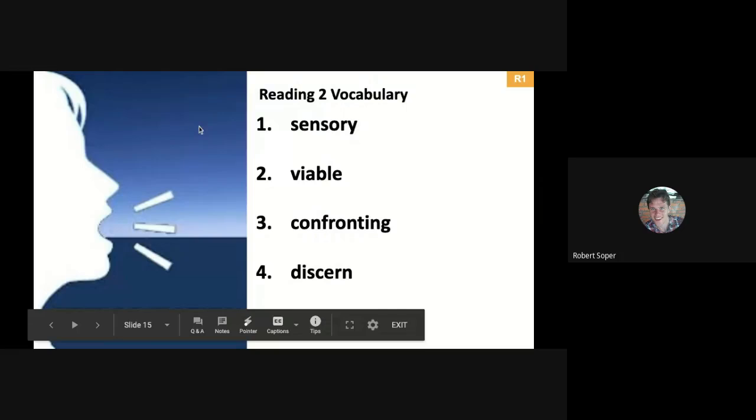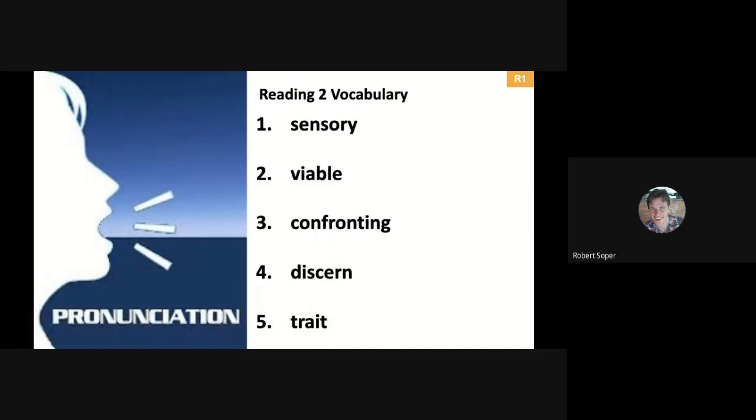Okay, so we have some more words here. We're going to go through these 5 words from the reading too. The first one is sensory. The second one is viable. Number 3, confronting. Number 4, discern. And number 5, trait.